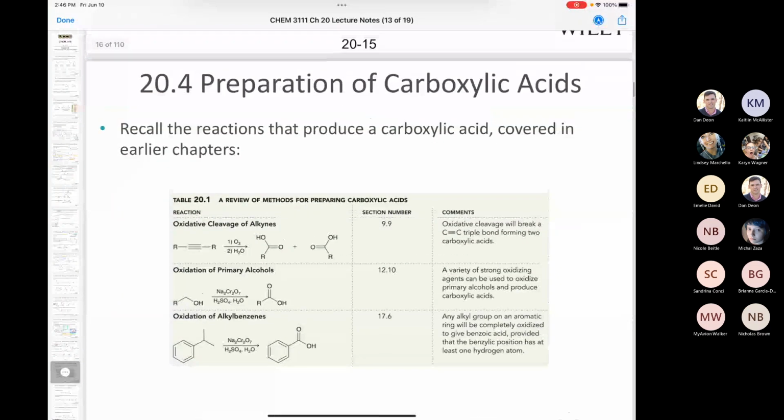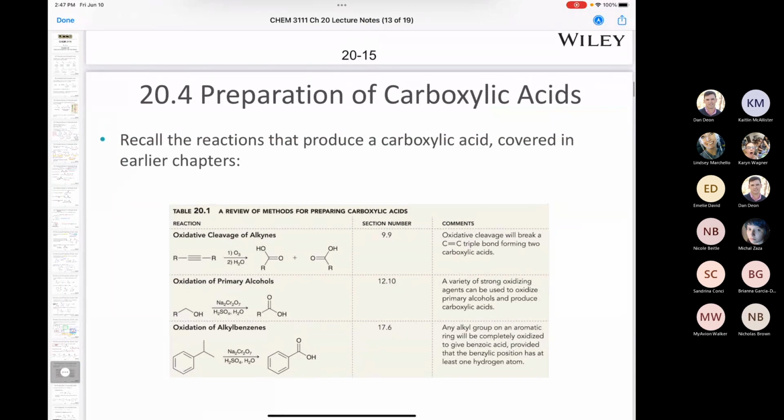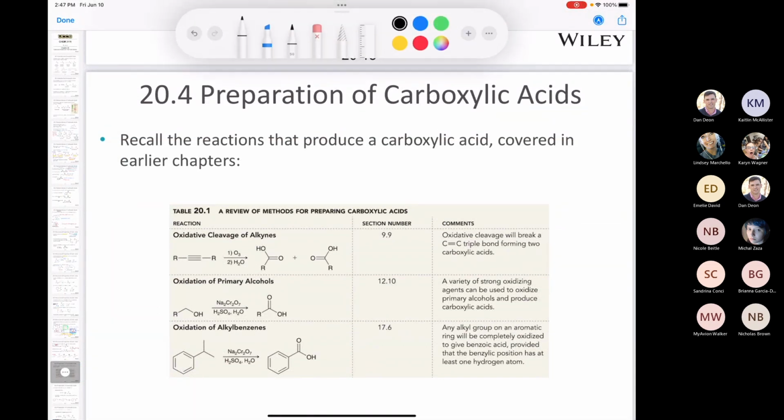Okay, where we left off was at section 20.4, the preparation of carboxylic acids, and we've already learned a few ways to make carboxylic acids that were covered in earlier chapters. A couple of them are shown here.